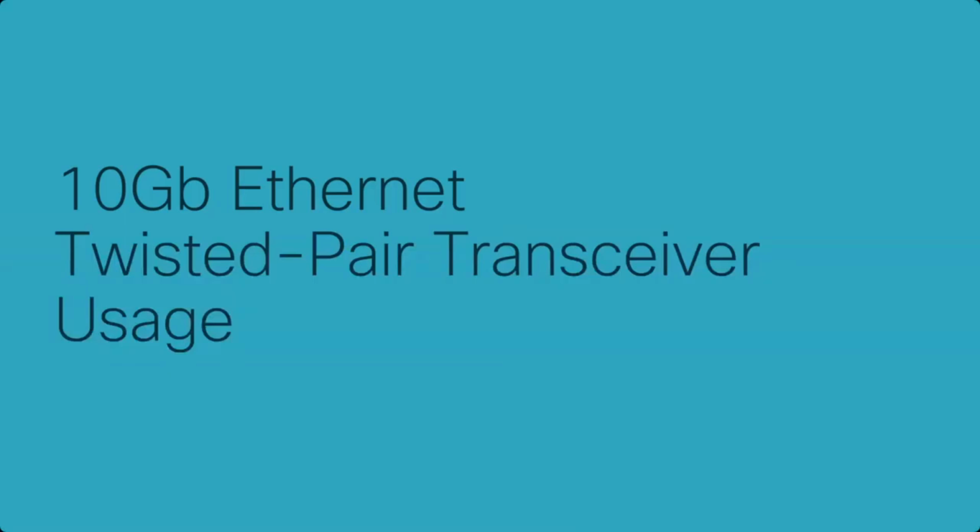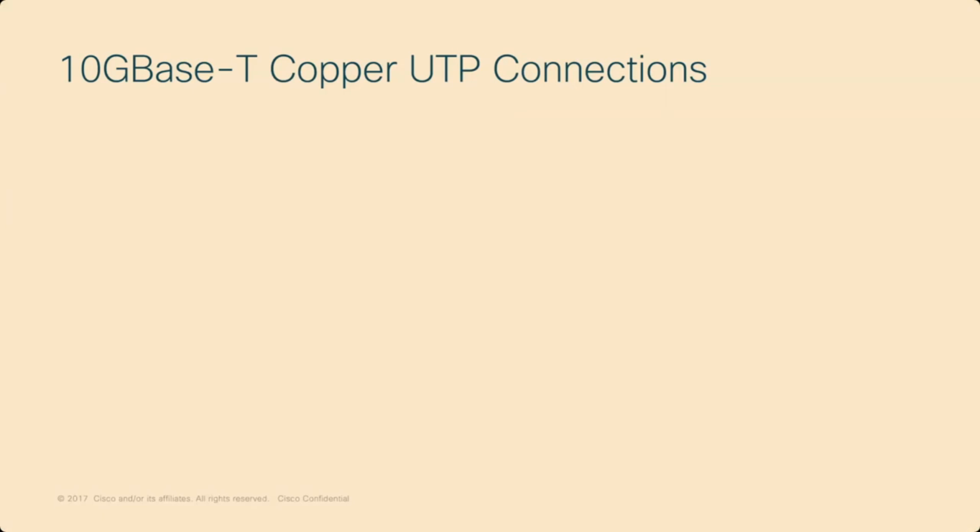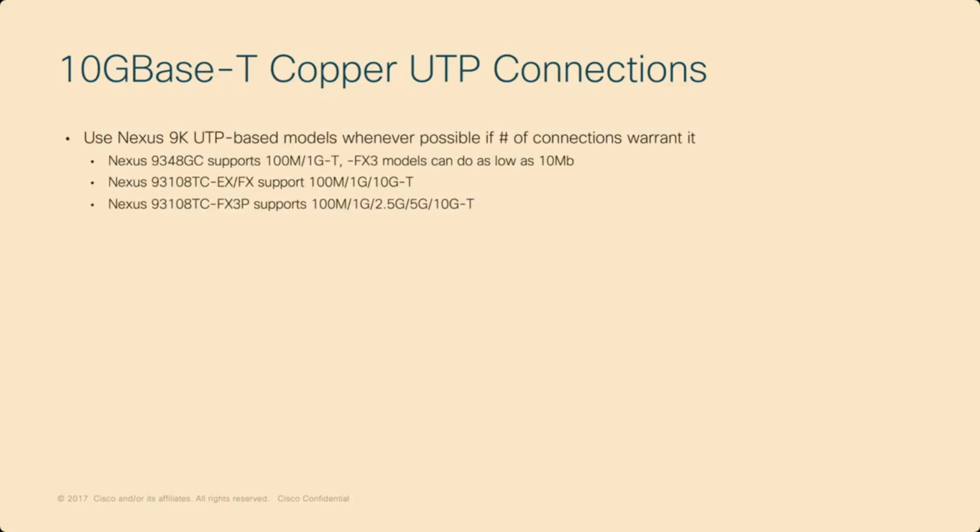All right, let's shift gears now. So let's talk about 10 gig Ethernet twisted pair. If I have 10G base T in my data center, which I feel bad if you do because it is very wasteful for power, but if you have devices that you need to support that have 10G base T, then there are a couple different ways of going about it. The preferred and recommended method would be to just get a switch that actually has the 10G base T built into it.